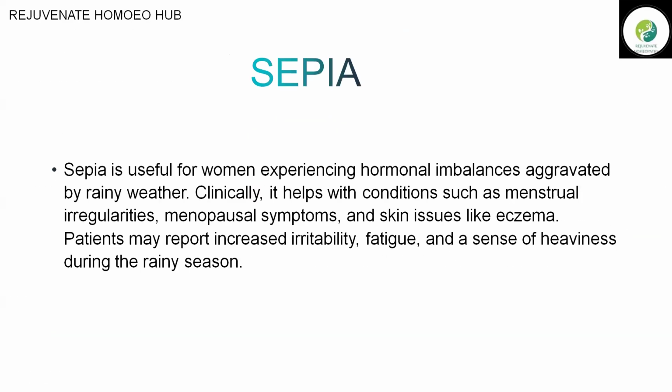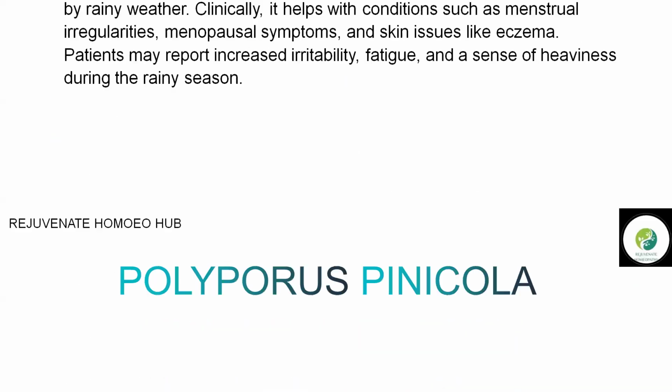Sepia, useful for women experiencing hormonal imbalances aggravated by rainy weather. And interestingly, if the patient says, doctor, now after this rainy season my menses are irregular, before that it was regular every day. The remedy is pulsatilla. Getting feet wet, amenorrhea. Pulsatilla is the remedy. Only pulsatilla will help for sure.